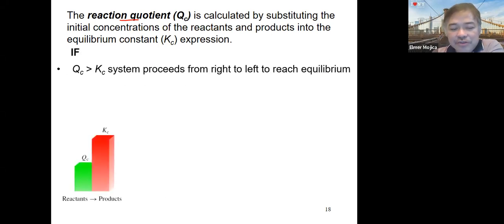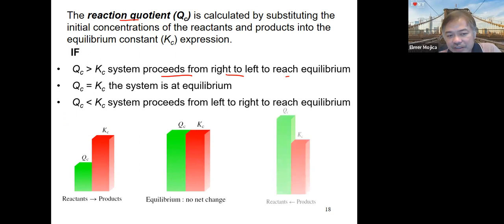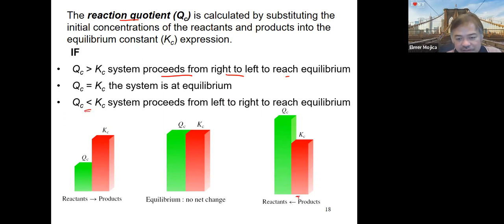So all we need to do is look at the Q value and compare it with the Kc value. If Qc is greater than Kc, the system would proceed from right to left to reach equilibrium. If both Qc and Kc are the same, you have a system at equilibrium. But if Qc is less than Kc, the system must proceed from left to right to reach equilibrium. So Qc greater than Kc means the system proceeds from right to left to reach equilibrium.